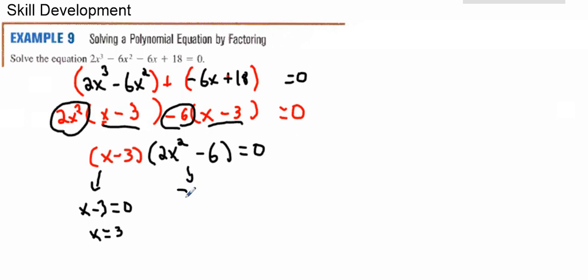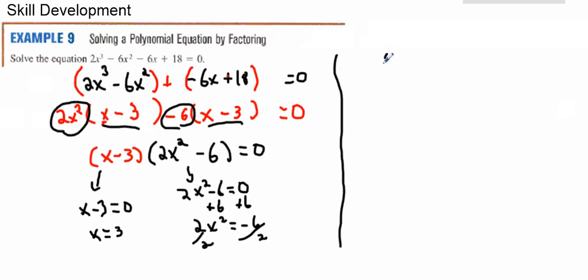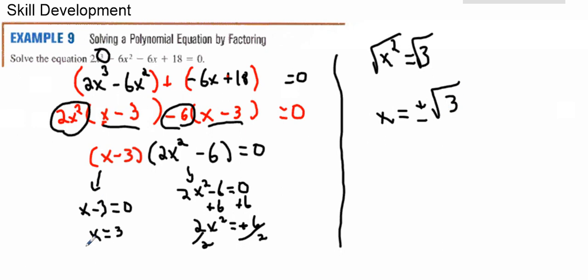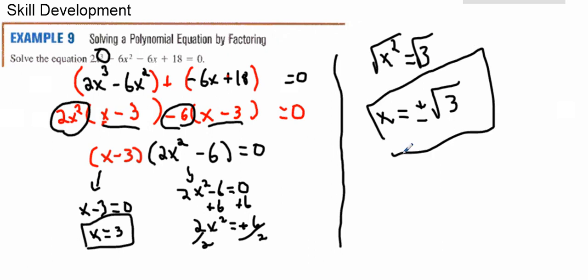My second solution, however, takes a little more work. I notice it's quadratic: 2x squared minus 6 is equal to 0. To solve this, I'm going to have to isolate x by adding 6. Zero plus 6 is not negative 6, it's actually positive 6. I want to fix that sign error, so positive 6. That gives me 2x squared is equal to 6. Divide by 2, and I get x squared is equal to 3. Now by square rooting both sides, I can see x is equal to plus or minus the square root of 3. So I have 3 solutions. My first one is x is 3. My second ones are x is equal to plus or minus the square root of 3.